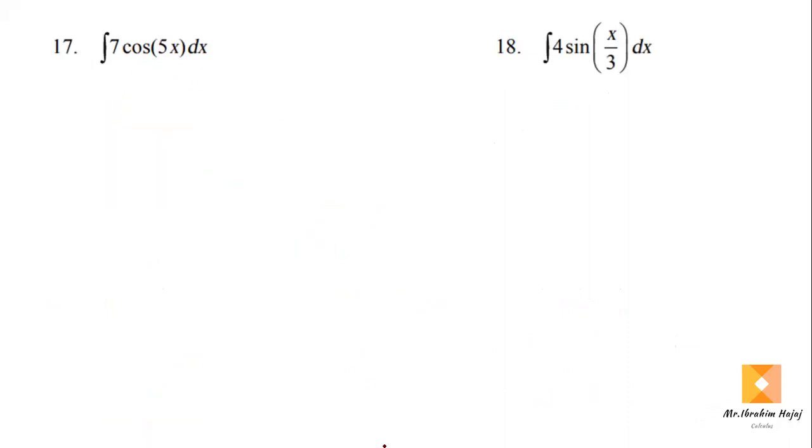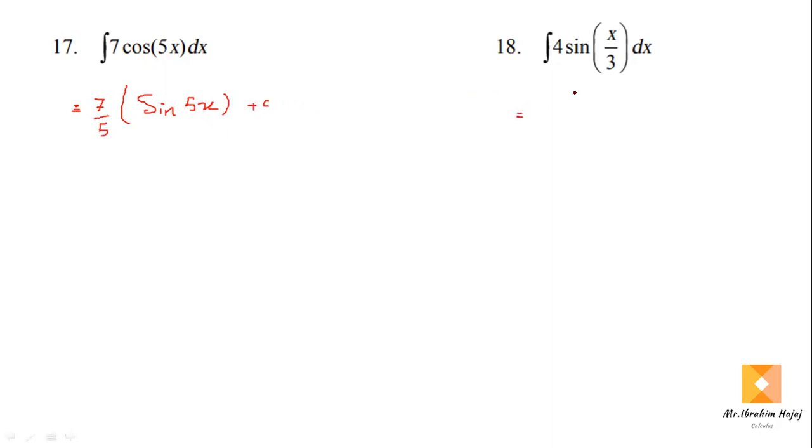Next question. Do we take the integral of the cosine, like in this question, or do we only divide by 5? No, we take the opposite. We can write it as negative 7 cosine, and the integral of cosine is sine 5x, and divide by 5, plus c.